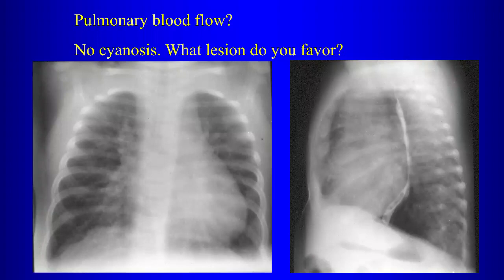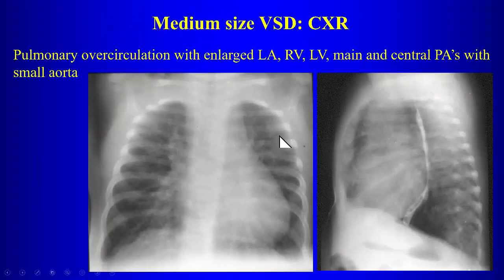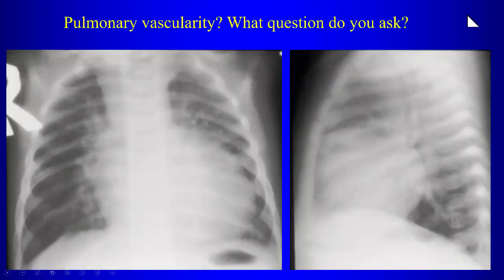Yeah, so here you might consider VSD and PDA. Although usually with a PDA, the aorta is larger, but this turns out to be a median VSD. So there's enlargement of both ventricles, but there is enlargement of the left atrium. So this is not going to be an atrial septal defect. Once you see the left atrium enlargement, then you're not going to consider ASD.